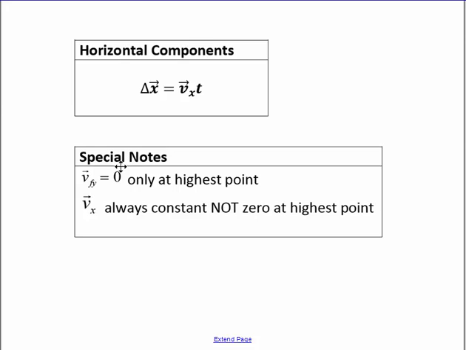Now, a couple of special notes you need to pay attention to. The velocity in the y direction: when you throw something up at an angle, it's going to go up like this, in a parabola. At the very top, the y component of your velocity will be 0 at the highest point. However, the horizontal is not going to be. The horizontal velocity, as it travels all the way through this parabola, will always be the same. So from when it's launched to when it hits the ground, the horizontal velocity will be the same.